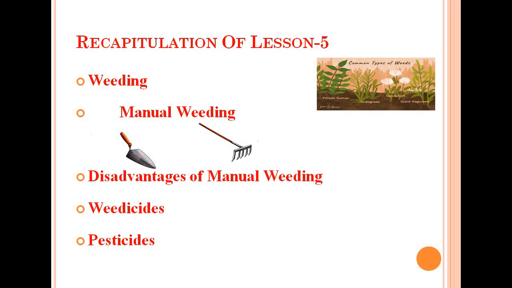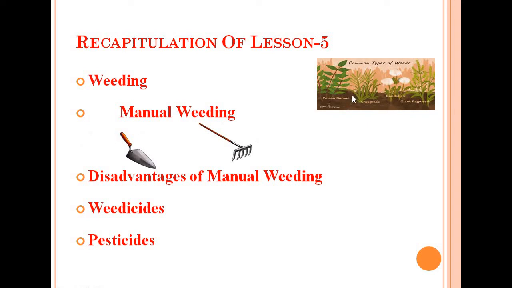In lesson 5, we came to know about the next step of the agricultural practices, weeding and crop protection. Weeding is the process of removing weeds. It can be done either by manual weeding or with the help of weedicides. In that lesson, we came to know about the different agricultural implements necessary for manual weeding. This is the trowel, this is the harrow. These are the agricultural implements used in manual weeding.